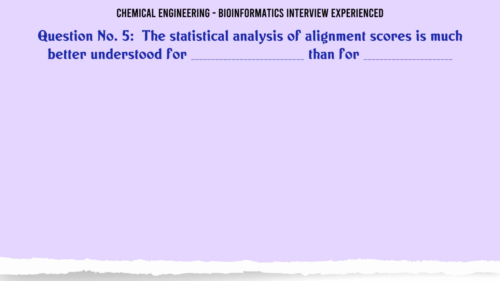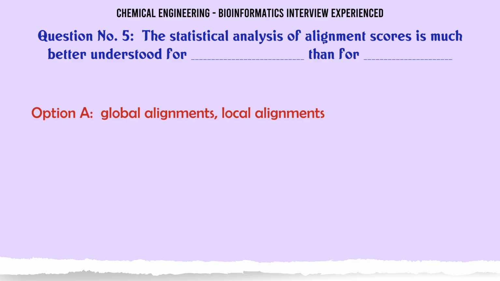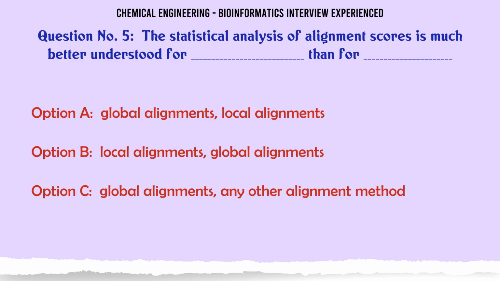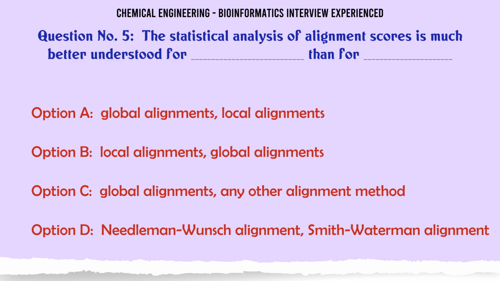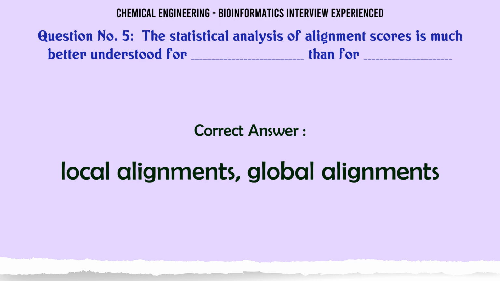The statistical analysis of alignment scores is much better understood for ___ than for ___. A. Global alignments, local alignments. B. Local alignments, global alignments. C. Global alignments, any other alignment method. D. Needleman-Wunsch alignment, Smith-Waterman alignment. The correct answer is local alignments, global alignments.